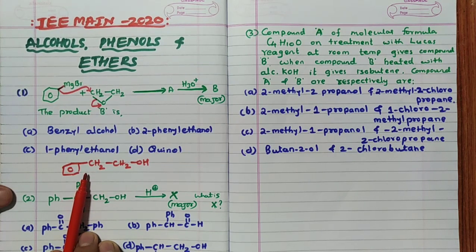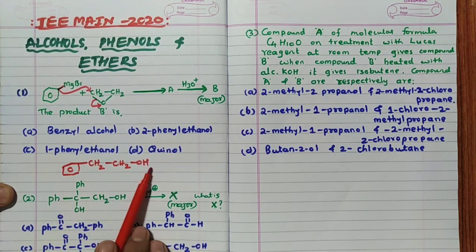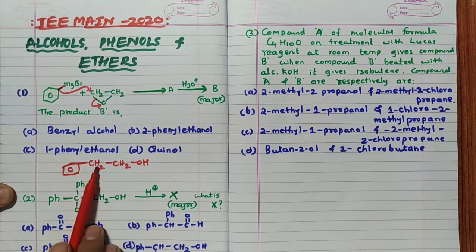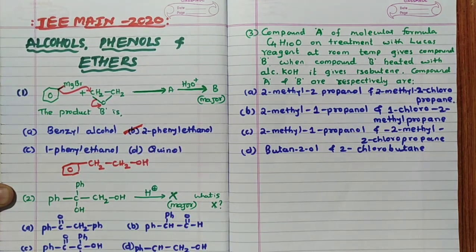So this is a very, very important point. What is the name of this? 2-phenyl ethanol is the answer. So the answer for this question is B.